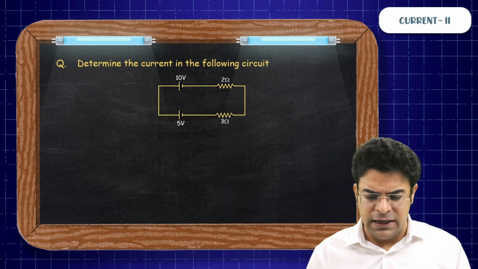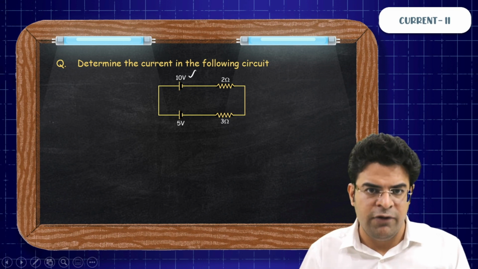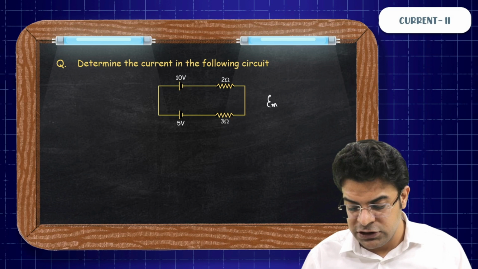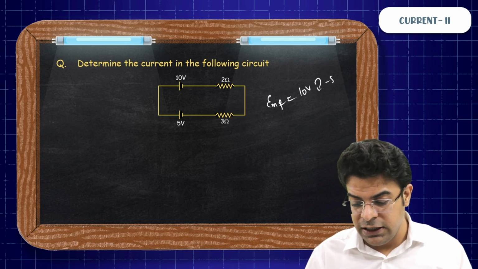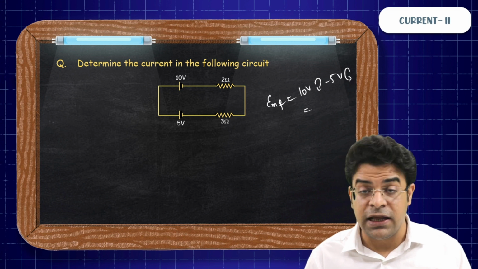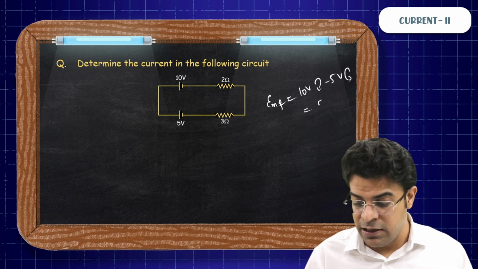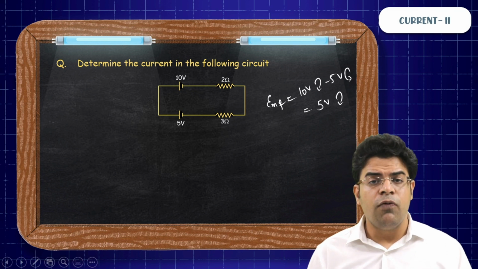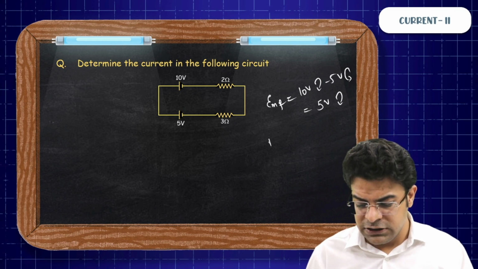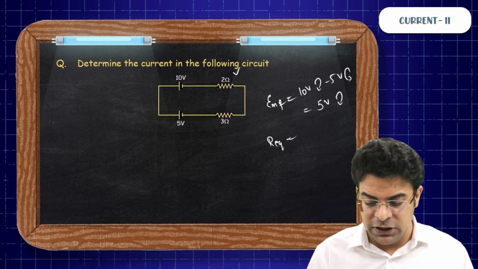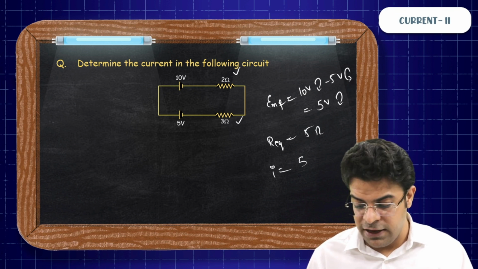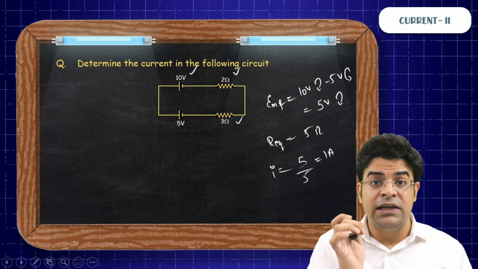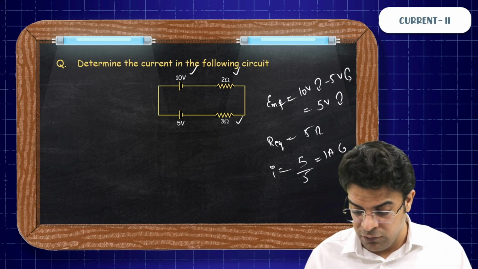So definitely the 10 volt battery, the stronger battery, will win. So the equivalent EMF which is trying to drive current in this circuit is 10 volt anti-clockwise minus 5 volt clockwise. So you get an overall equivalent EMF of 5 volt anti-clockwise. Now what will be the current in the loop? You will say that the equivalent resistance will be 2 plus 3, which is 5. So the current in the loop comes out to be 5 by 5, which is 1 ampere, in the sense of the way 10 volt wants to drive, which is anti-clockwise.